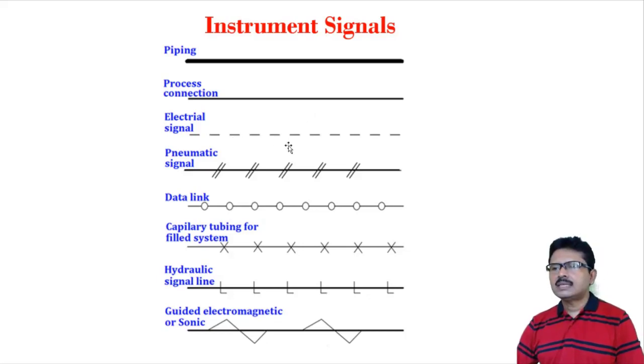The broken lines are the symbol of electrical signal, say for a 4 to 20 mA signal. This symbol is pneumatic signal, say a 3 to 15 psi signal. This is for data link. Data link means data with 0 and 1, meaning digitized data. This is for capillary tubing for filled system. This is for hydraulic lines. This is for guided electromagnetic or sonic signal.